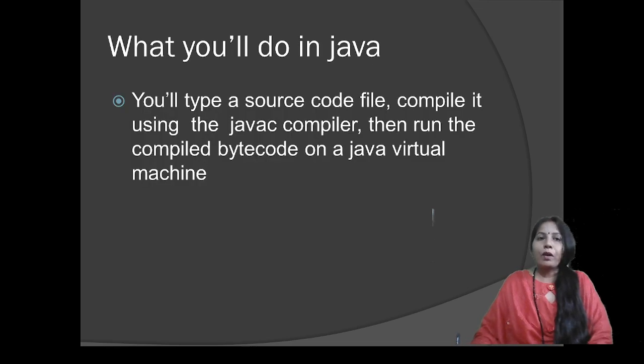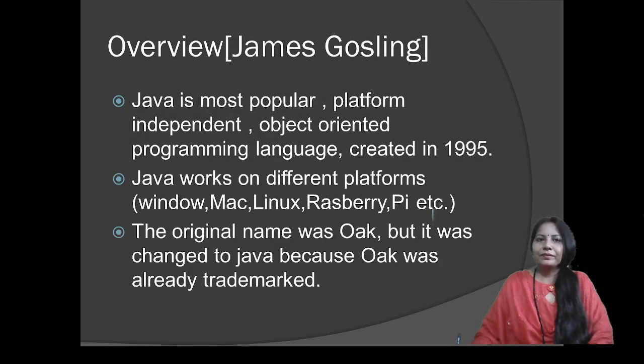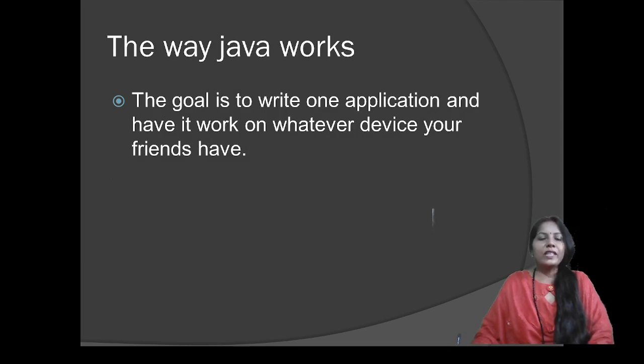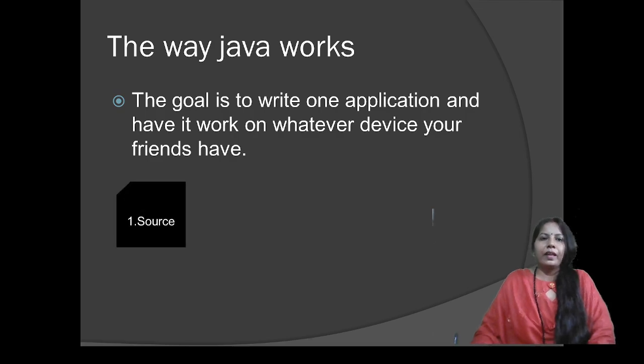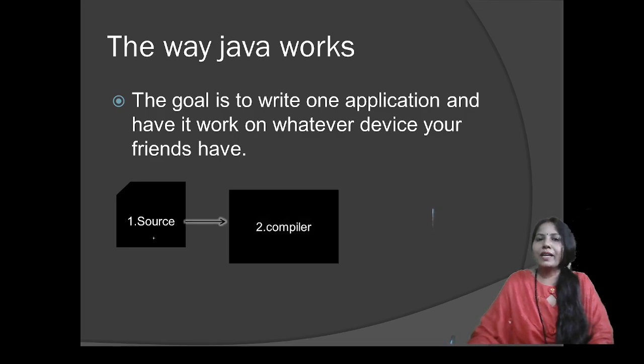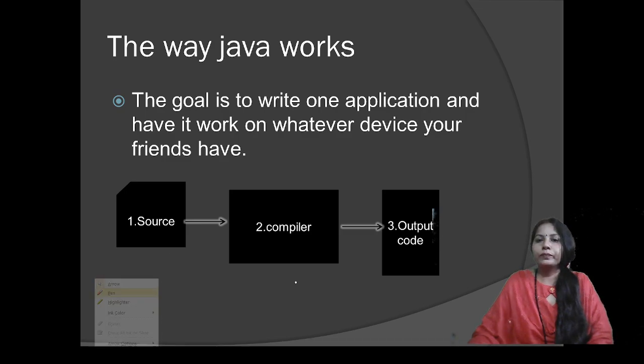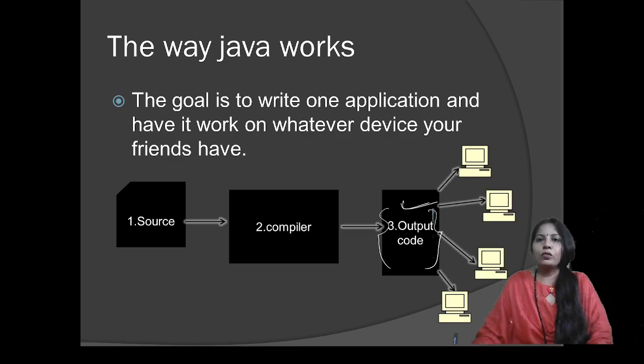I have also discussed Java, an overview, and the way Java works. Here we notice that if I want to work with Java, then at first we need a source file using the .java extension. Now we need to compile this source file, and after compilation we receive bytecode as output. Now this bytecode is platform independent. We can run this on whatever device you have, whatever operating system you have. Simple.